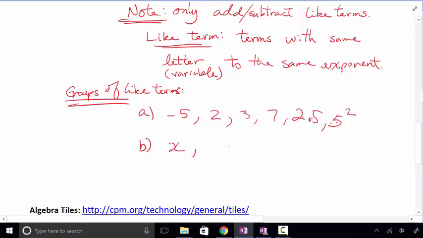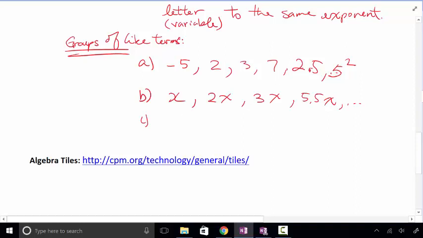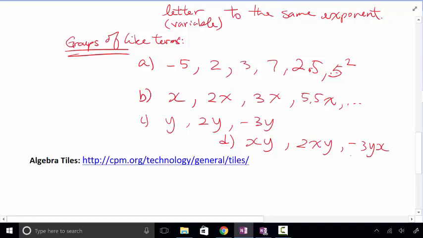Let's continue. So what's like x? Yeah, 2x. What's another one? 3x. 5.5x. Yeah, sure. Okay. And so on and so forth. So those are like. Okay. What's like y? 2y. Negative 3y. And so on and so forth. D. How about what's like xy? Yeah, 2xy. Or even what? Negative 3yx. That's like 2xy, right? Because they have exactly the same letters to the same exponents.